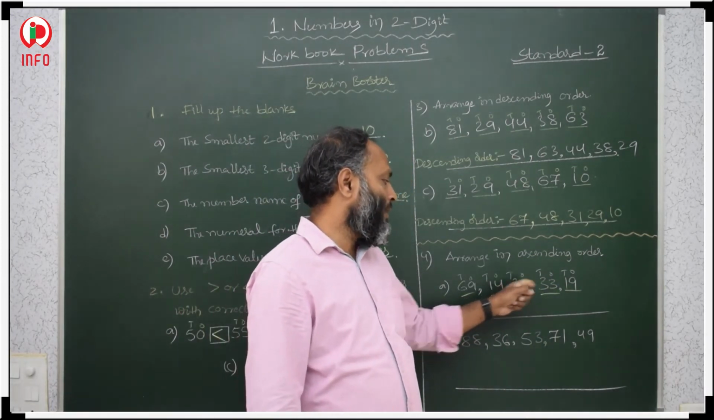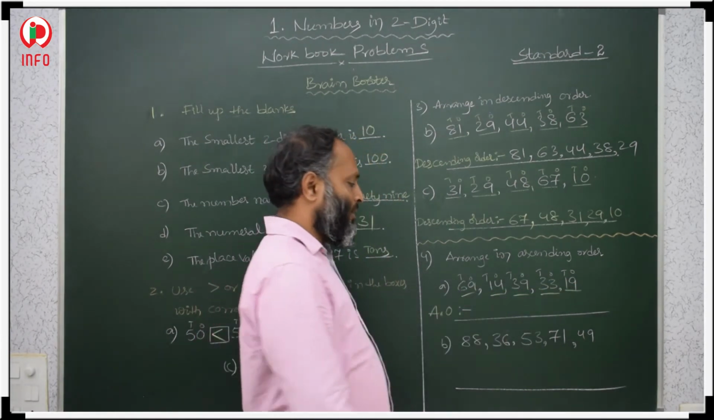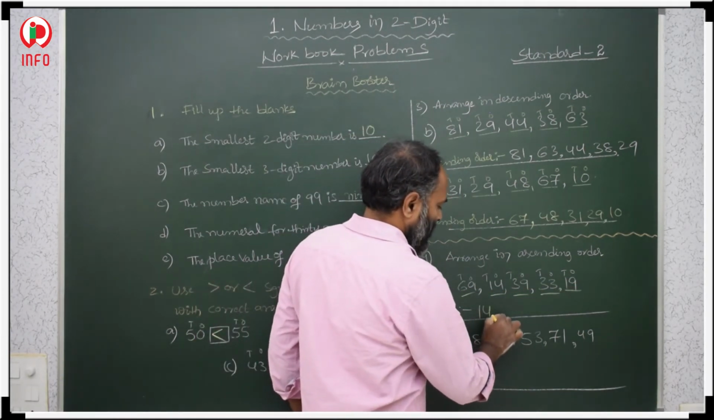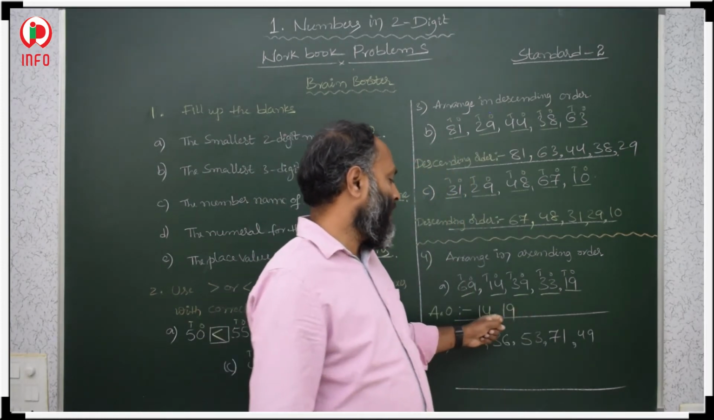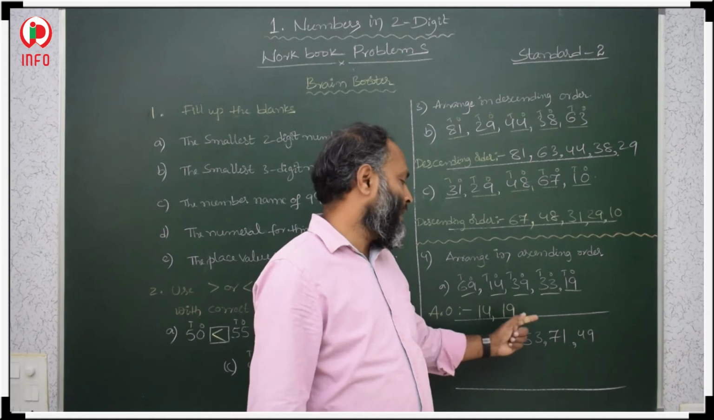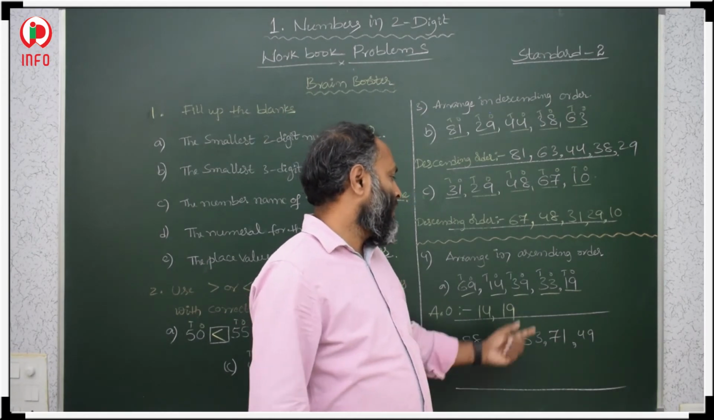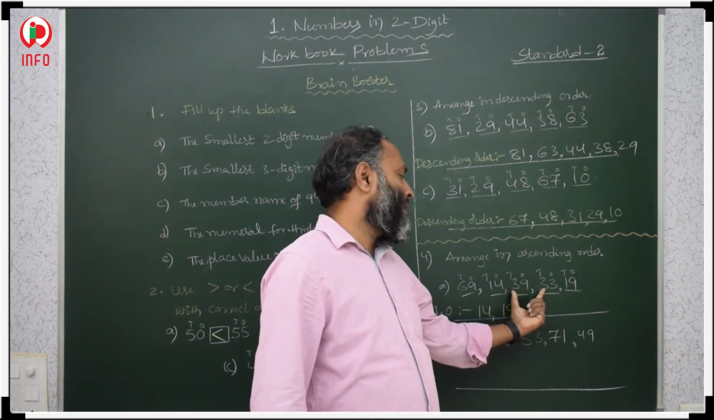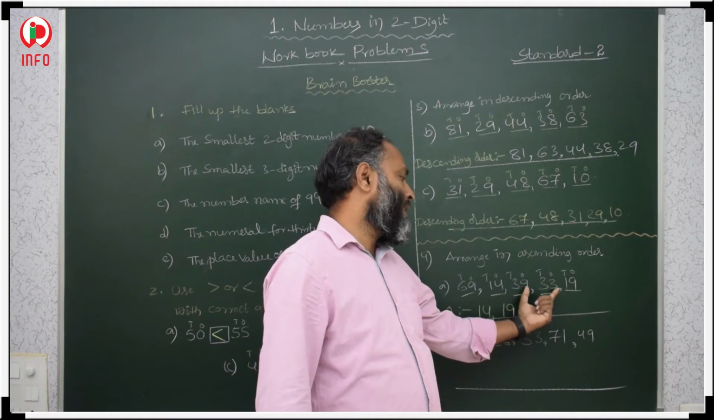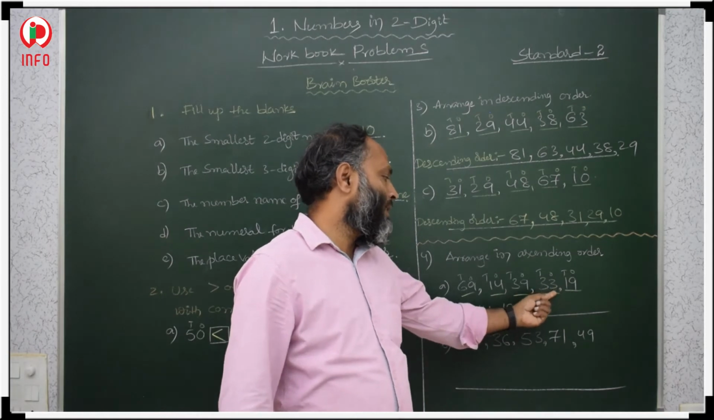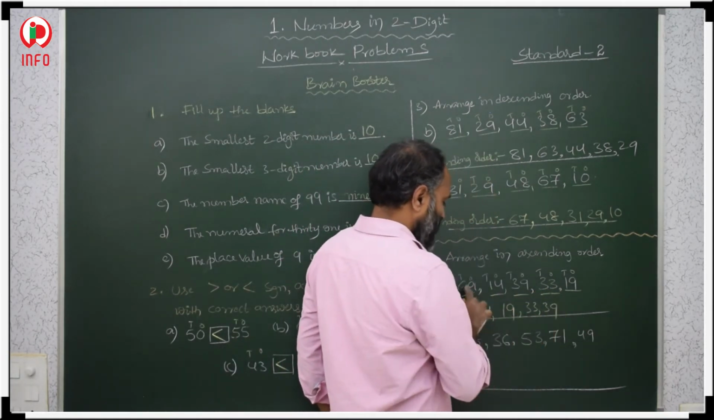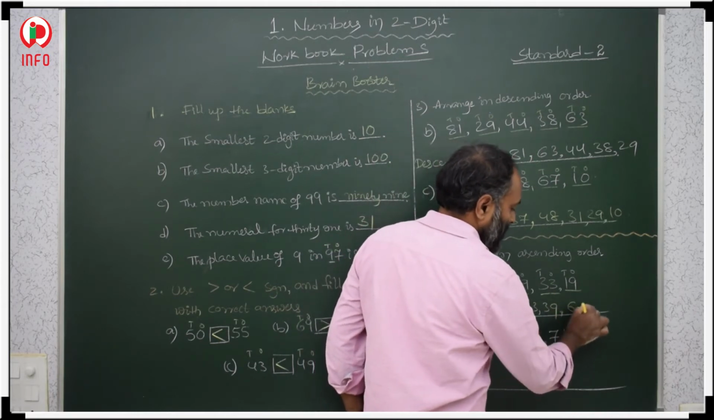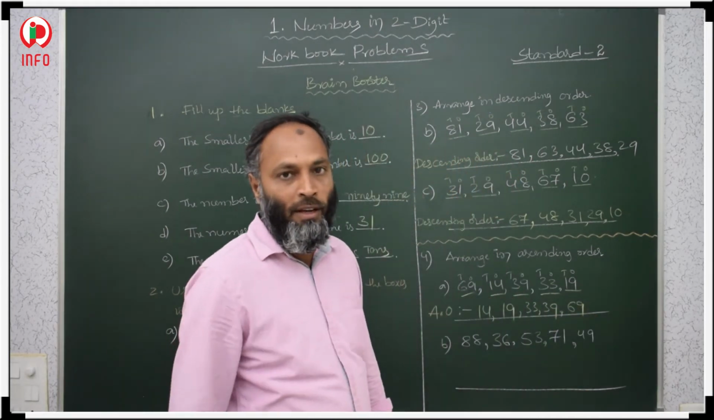Then we go for 4 and 9. 14 is smaller, and bigger than this is 19. We compare 14 and 19: 14 is smaller and 19 is bigger. Next, 3 and 3 are in the tens place, so we compare the ones places, 9 and 3. Which is bigger and which is smaller? 33 is smaller. First we take the smaller one and then the bigger one, then 69. In this way we have to arrange.